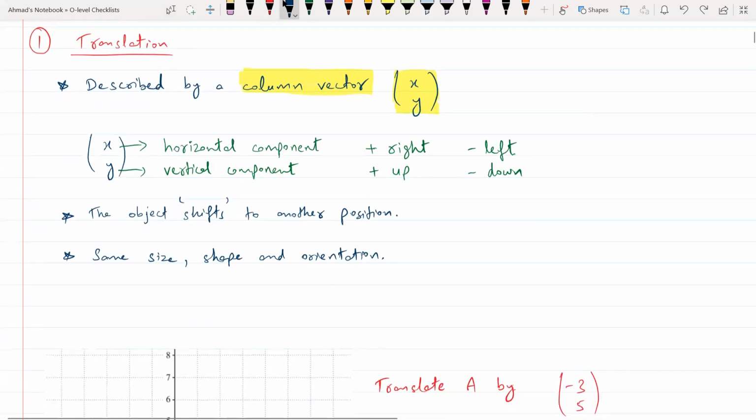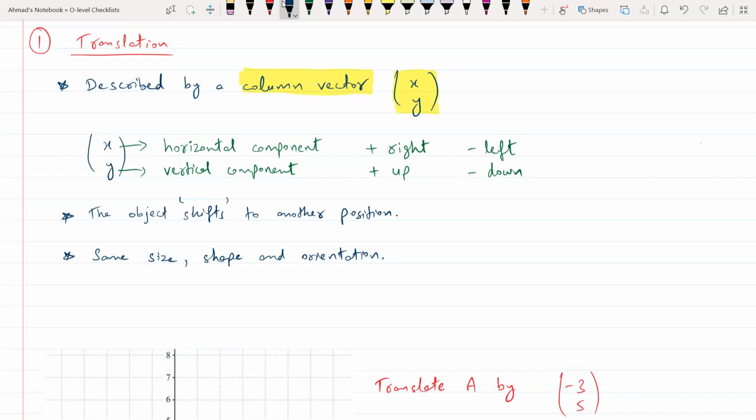So translation क्या होती है? It's basically a shift of an object to another place. वो object आपका उठा के कहीं और रख दिया. How is it described? It's described by a column vector like this: x and y. X here represents the horizontal component and y represents the vertical component.